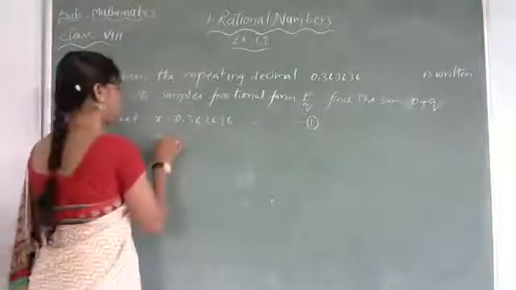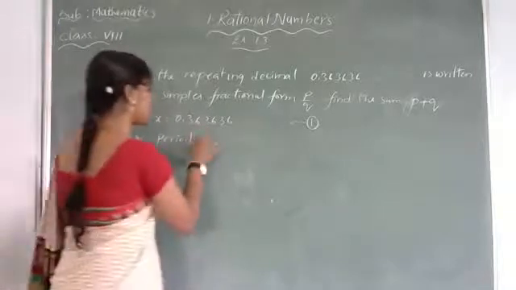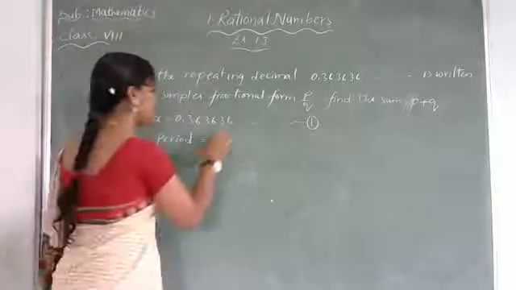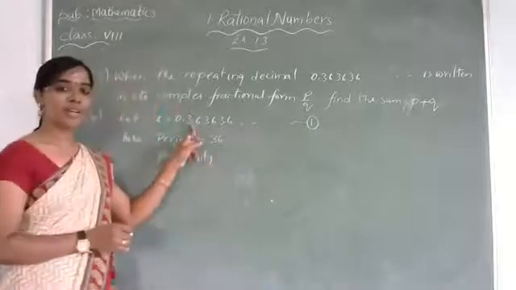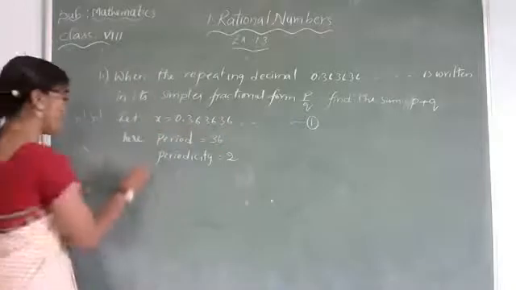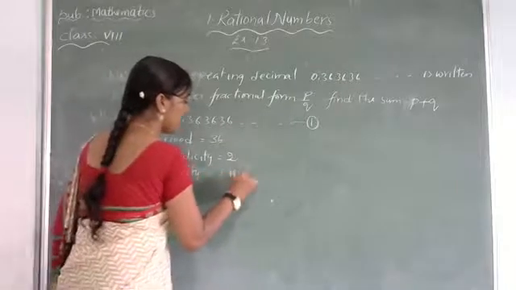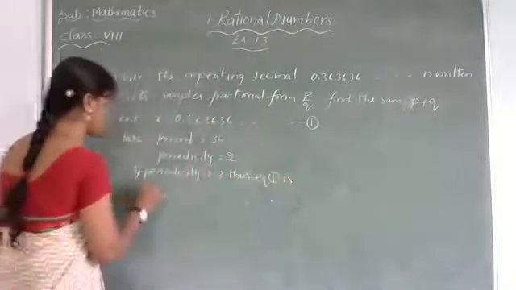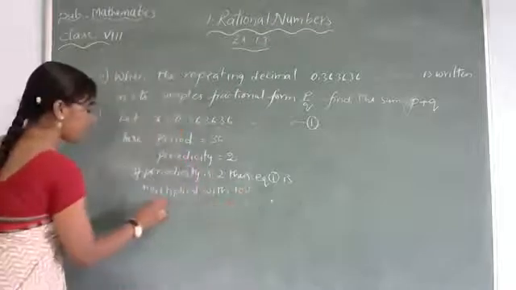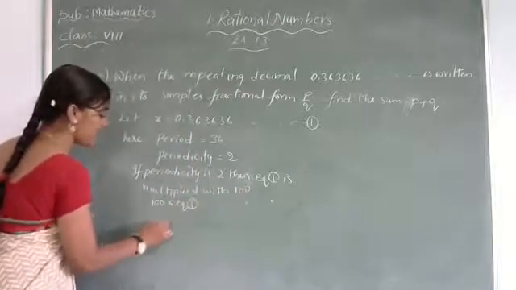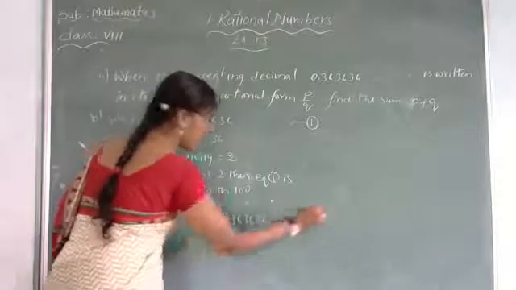What is the period here? You remember children, first, second problems. The period is whatever the repeating number is. 36. Periodicity, children. What is the periodicity here? How many numbers are repeating here? 2 numbers are repeating, so periodicity is 2. If periodicity is 2, then equation 1 is multiplied with which number, children? It is multiplied with 100. So 100 into x equals 100 into 0.363636 and so on.